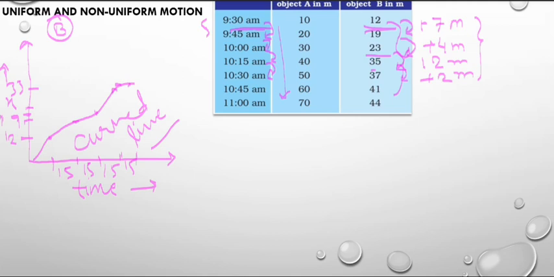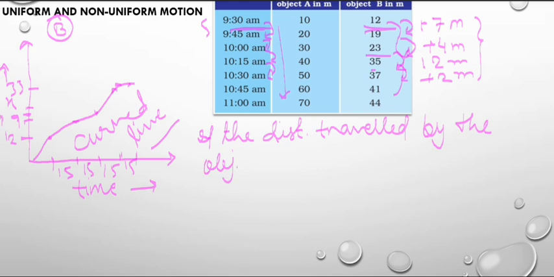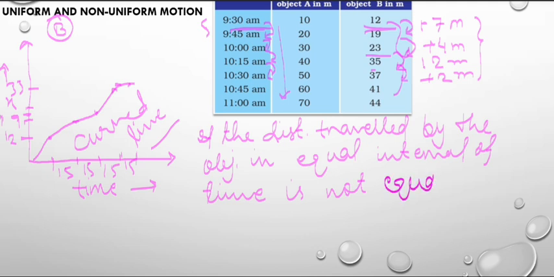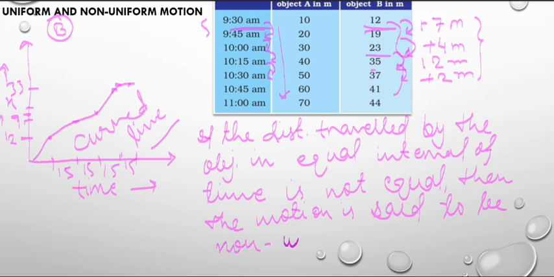That is, the distance traveled at equal intervals of time, after every 15 minutes, is not equal. Therefore, this type of motion is known as non-uniform motion. So, students, we can define it as, if the distance traveled by the object in equal intervals of time is not equal, then the motion is said to be non-uniform motion.